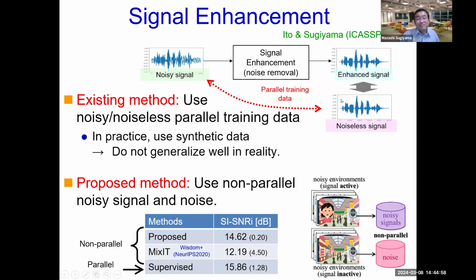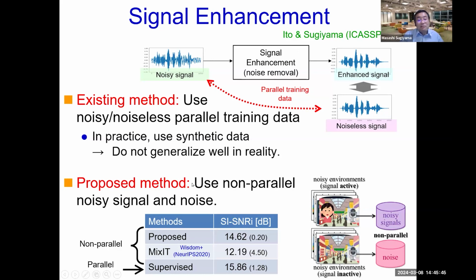So that's the goal. And in the standard existing methods, they use noiseless parallel training data. To learn this signal enhancement part, they needed a noisy signal and a clean signal for the same input. These are called parallel training data in the signal processing communities. But of course, in practice, it is not possible to obtain noiseless and noisy data at the same time in parallel. So in practice, they use synthetic data. They prepare some clean signal and add synthetic noise and have a clean version and a noisy version and train an enhancer. So that was the practice that they've done.